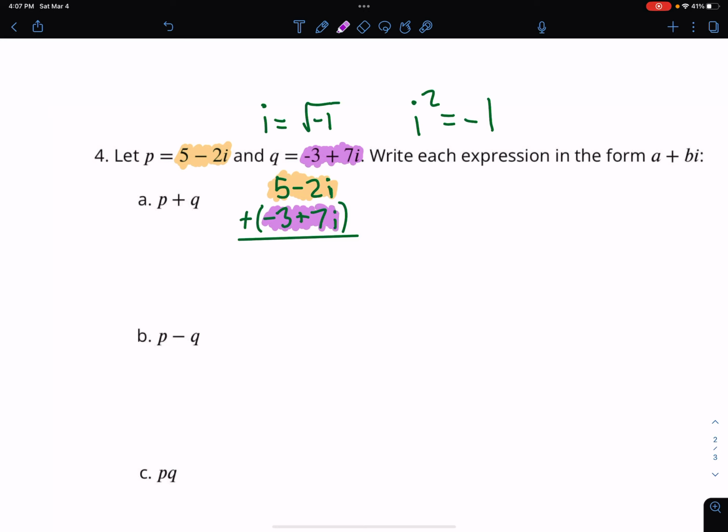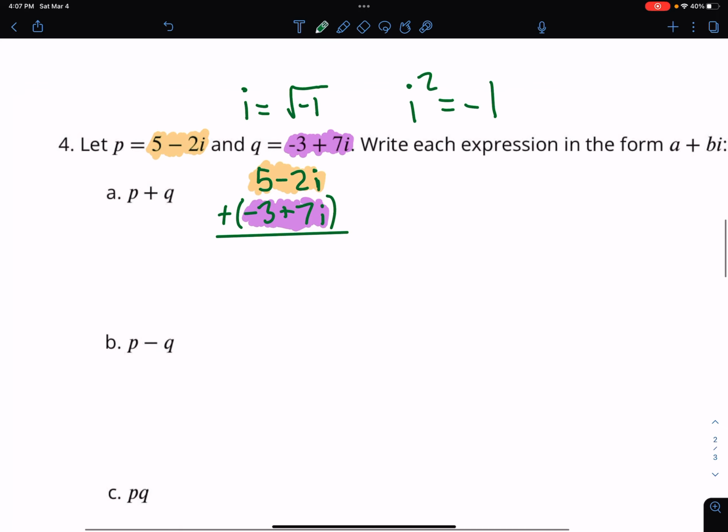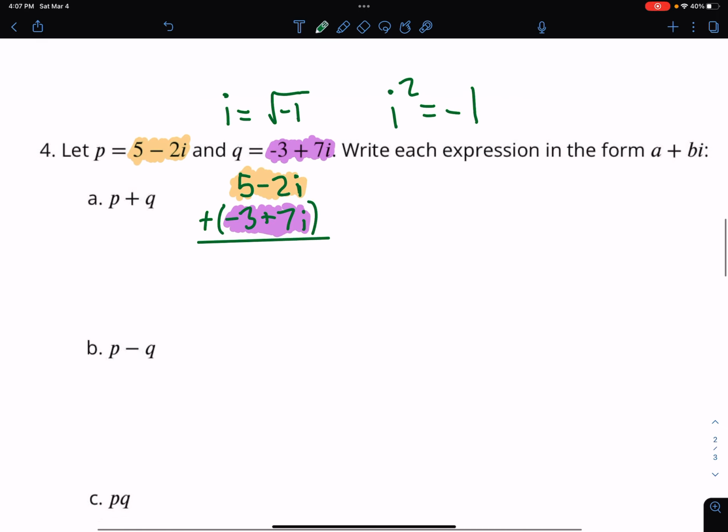And what you've got to do here is just be careful. You've got some positives and negatives. You've got to be mindful of that as you're adding these together. There's lots of chances to make mistakes here. So I like to say it's important to mind your P's and Q's when you try to solve these.